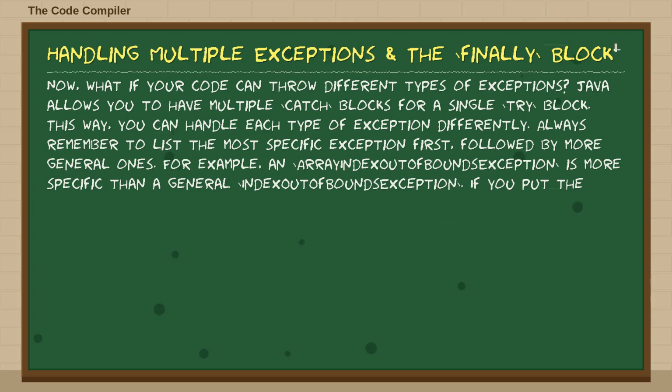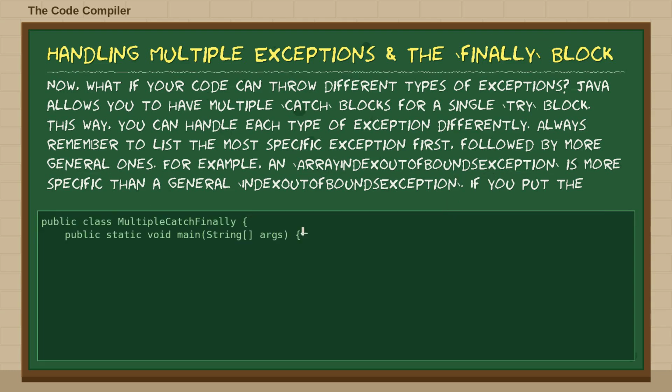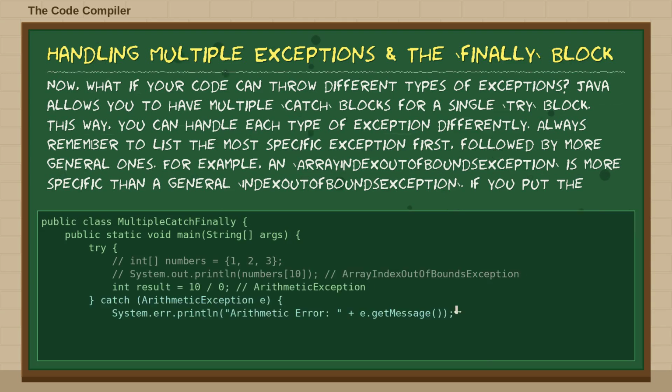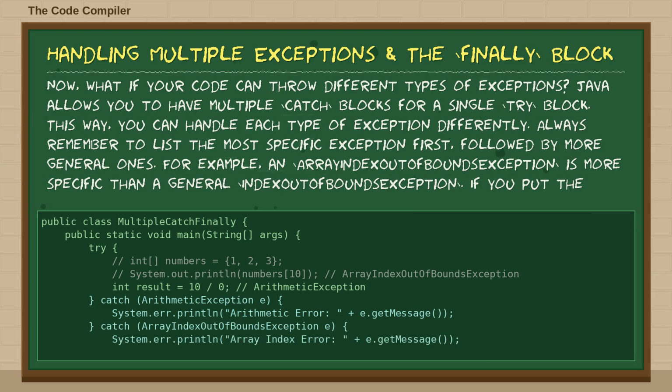After handling the exceptions, sometimes you have code that absolutely must execute, regardless of whether an exception occurred or not. This is where the finally block comes in. Code inside the finally block always executes, making it perfect for cleanup operations, like closing files or database connections. It ensures that resources are properly released, preventing resource leaks and maintaining system stability.